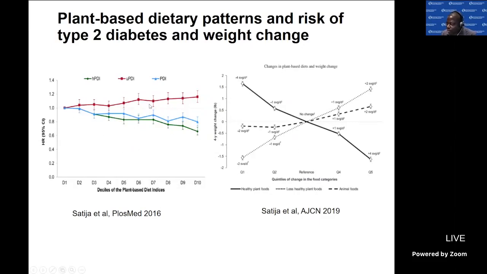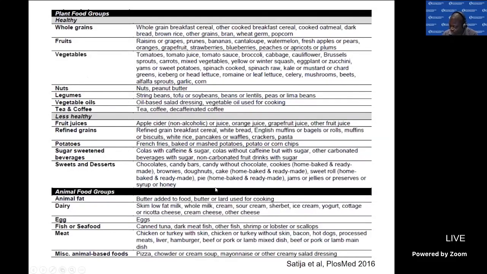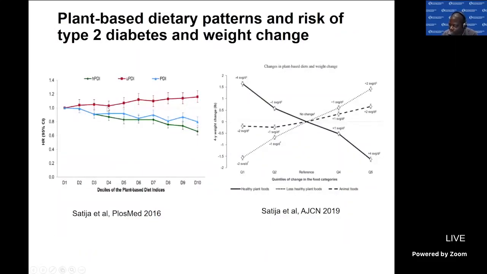And what she found was that adhering to an unhealthy plant-based diet, you can see that the risk of type 2 diabetes quickly separates out from the second decile. Higher adherence to an unhealthy plant-based dietary pattern, based on this classification here, had increasingly higher risk of developing type 2 diabetes compared to those who adhere to a healthier plant-based dietary pattern.